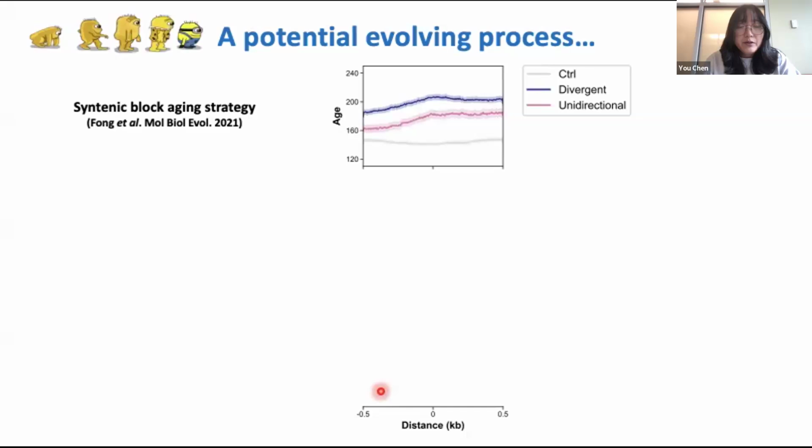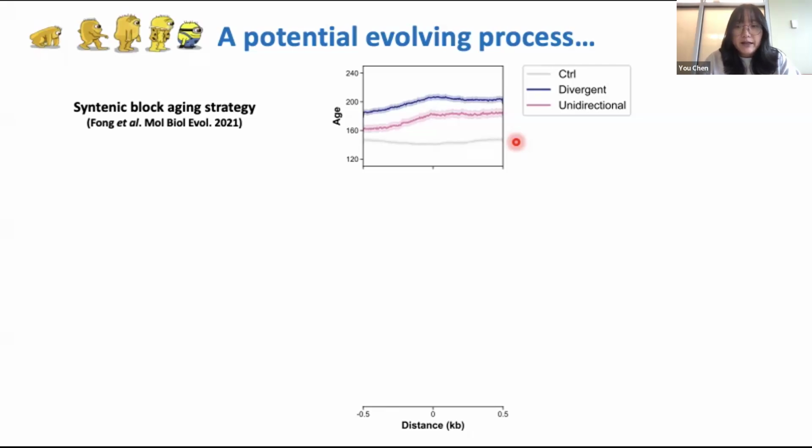To estimate the sequence age, we employ the syntactic block aging strategy, which estimates the time to most recent common ancestor using the phylogenetic tree. Here we can see that both divergent and unidirectional groups are older than the random genomic controls, indicating that they may have been maintained for their functions.